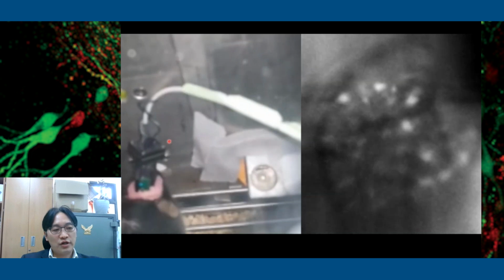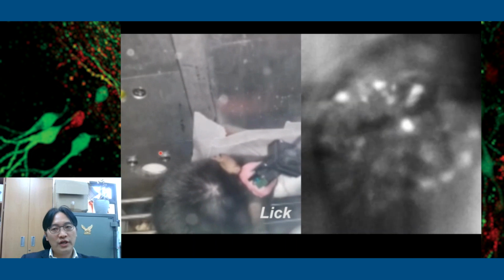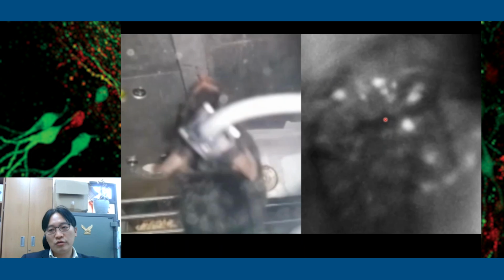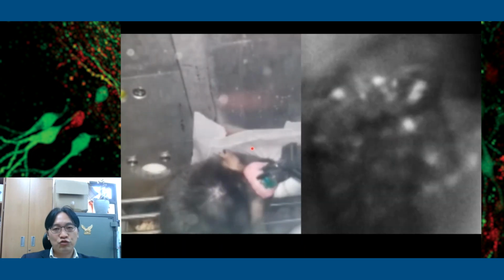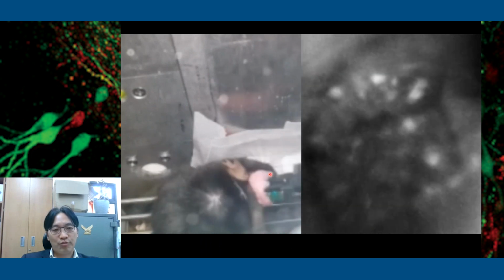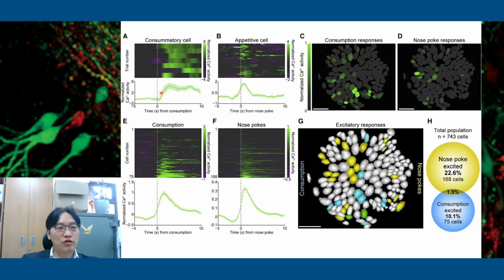So they used a freely moving miniscope with nose poke and lick, and they measured several tens of neurons at the same time, and measured which neurons encode the nose poke and which neurons encode the lick, comparing this behavior paradigm. They said that there are consummatory cells and nose poke appetitive cells, that you can align them to behavior and distinguish them, and among the neurons, there are nose poke excited cells or consumption excited cells. Yeah, that was their basic thought.